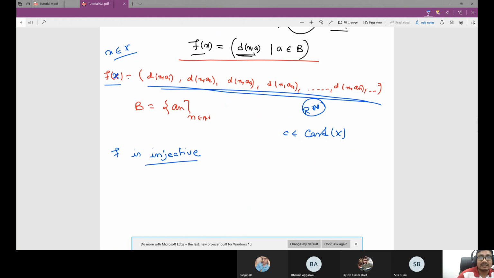Can you quickly try this? Why is this function injective? What do you mean by injective? You mean if x is not equal to y, then f(x) is not equal to f(y). You have to prove this one. Can you take 5 minutes and try whether you can prove that if x is not equal to y, then f(x) is not equal to f(y)? Please.